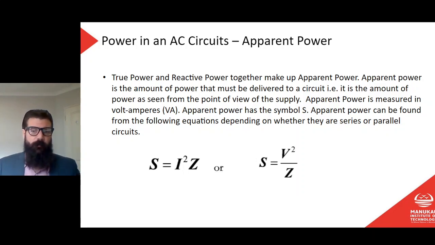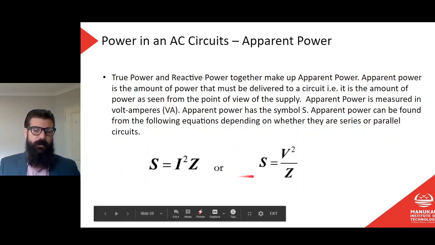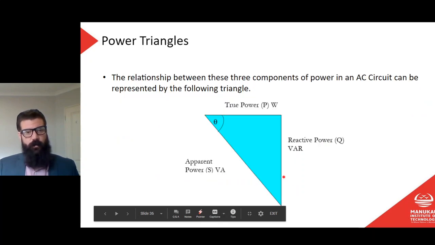The true power and reactive power together make up apparent power. Apparent power is the amount of power that must be delivered to a circuit, i.e. it's the amount of power as seen from the point of view of the supply. Apparent power is measured in volt amps. Apparent power has the symbol S. Apparent power can be found from the following equations depending on whether they are in series or parallel circuits. S equals I squared Z. So apparent power equals current squared times impedance. It's the same as our other formulas, right? Or S equals V squared over Z.